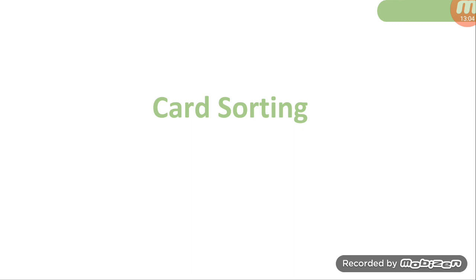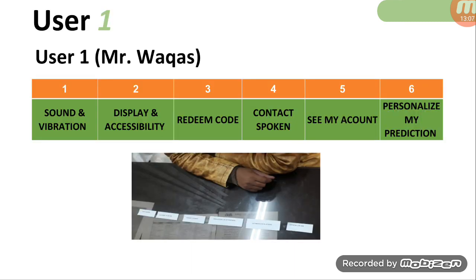Next, card sorting. The first user was Mr. Bakas. He sorted the mobile application as sound and vibration first, secondly display and accessibility, then redeem code, then contact spoken, further see my account, and lastly personalize my prediction.